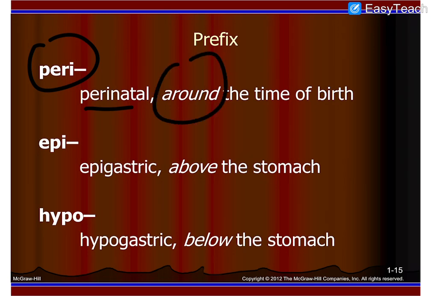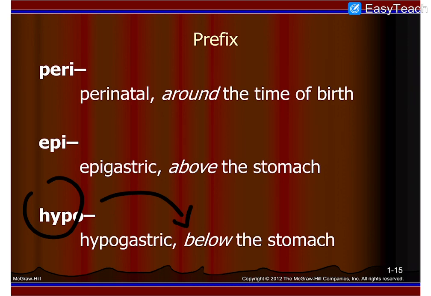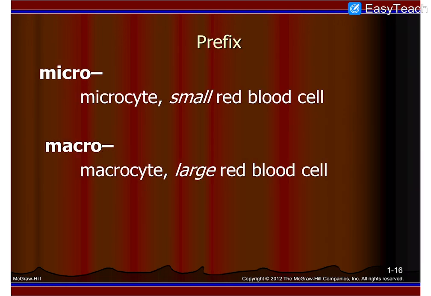Perinatal, around the time of birth. Peri is around. Epi is above. Epigastric is above the stomach. Hypo is below. Therefore, hypogastric is below the stomach.